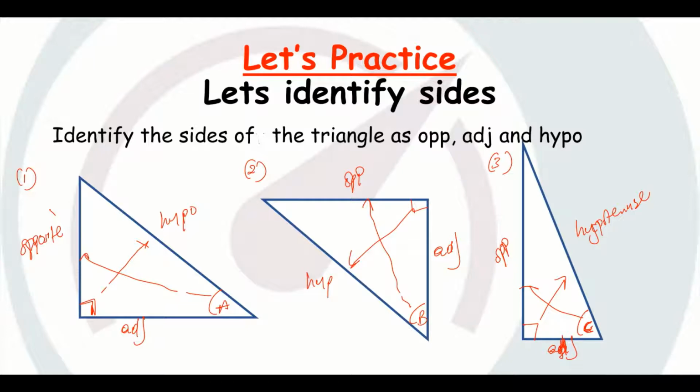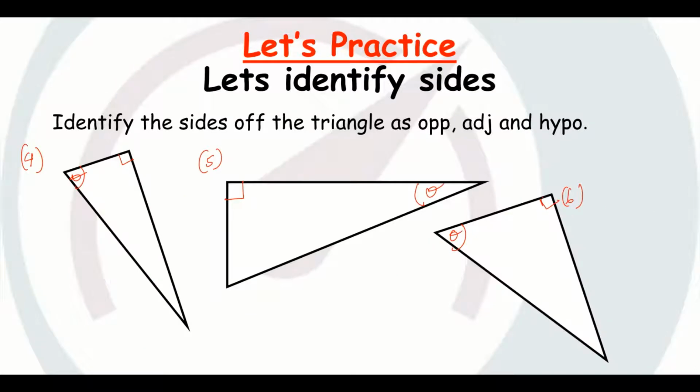Now it's your time to do your 3. So pause the video and try these 3 examples that I'm about to show you right now. Here are 3 triangles, and I want you to identify the sides of the triangle given the angle being considered, theta. This is the symbol here. So go ahead, pause the video, and see if you can do this on your own.